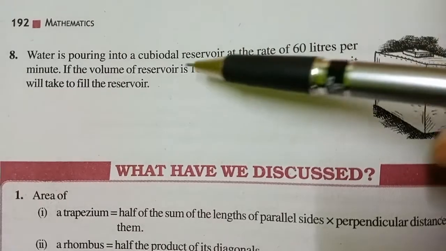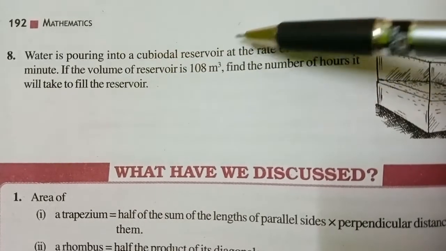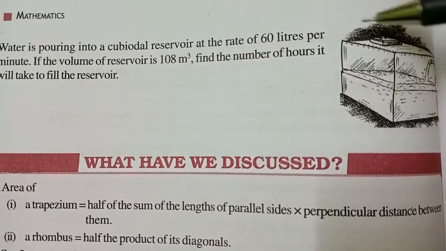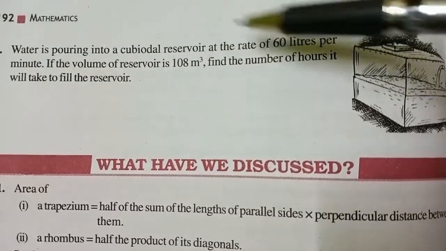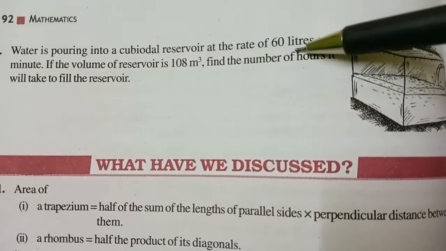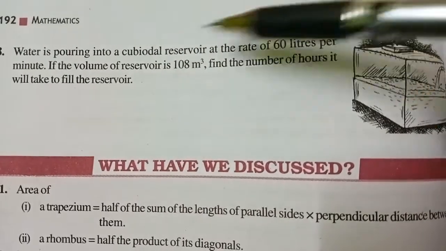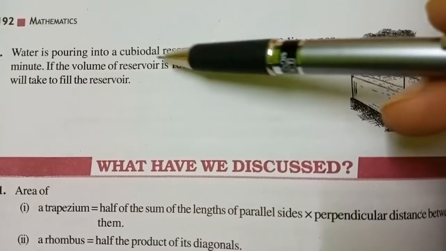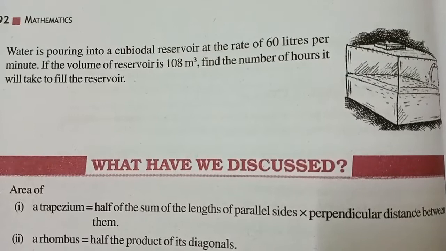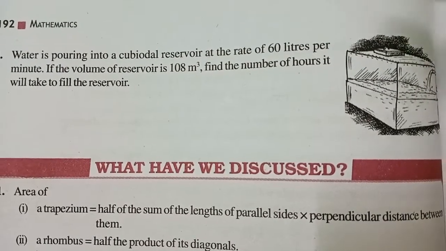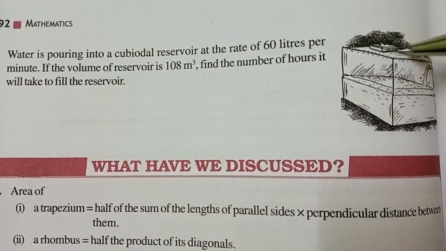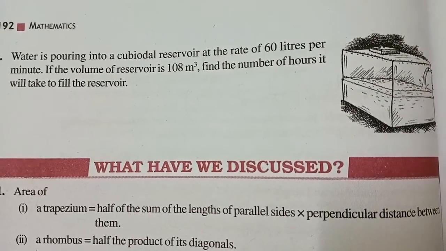Now question number 8. Water is pouring into a cuboidal reservoir. So it is a cuboidal reservoir. Okay, cuboidal reservoir means water is stored here. So water is pouring in this at the rate of 60 liters per minute. So 60 liters in 1 minute it is pouring the water. If the volume of the reservoir is 100 meter cube, the volume is given. Volume of this is 100 meter cube. Find the number of hours it will take to fill the reservoir. So in how many hours it is filled by water, you have to take out. Okay, so how to do this? Let's see.